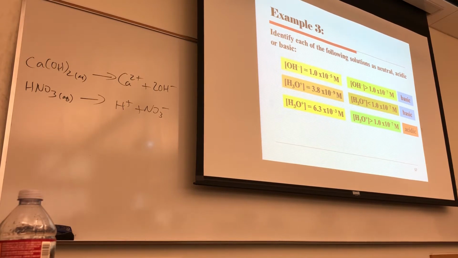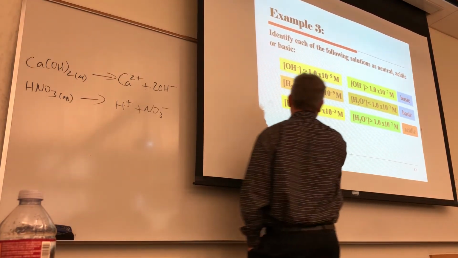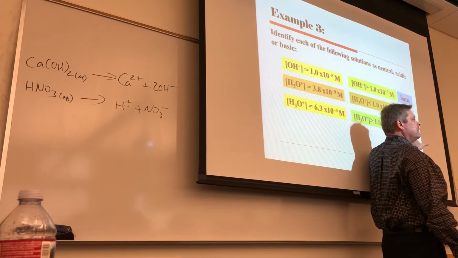So if they're in a neutral state, they're equal to 1.0 times 10 to the minus 7. So if I have greater of one than the other, then it's that type of solution. So if I have more H3O plus, it's got to be acidic. If I have more OH minus, it's got to be basic. And it's relative to 1.0 times 10 to the minus 7. So this is greater than 1.0 times 10 to the minus 7. It's hydronium. It must be acidic. Right? Is that okay?